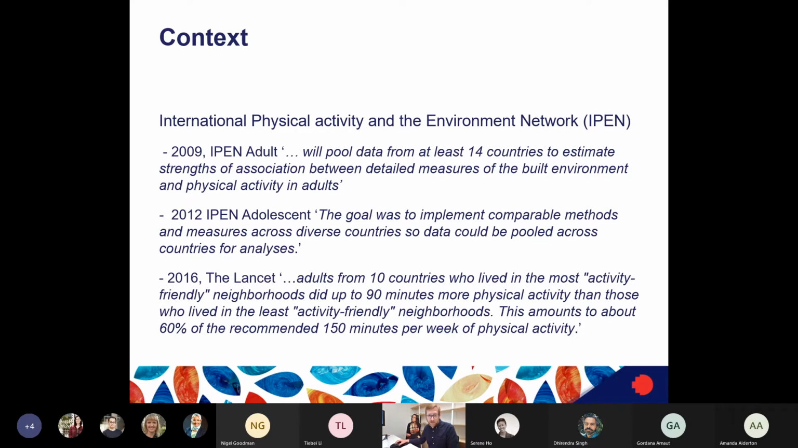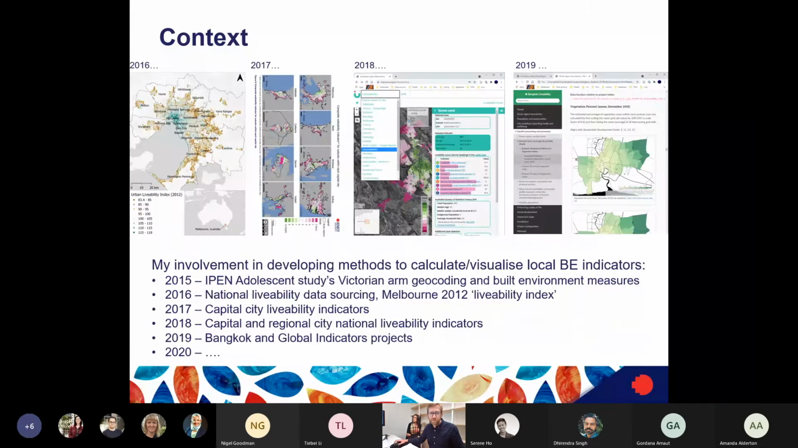And this little snippet here says that adults from 10 countries who lived in the most activity-friendly neighbourhoods did up to 90 minutes more physical activity than those who lived in the least activity-friendly neighbourhoods. And that amounts to about 60% of the recommended 150 minutes per week of physical activity. So that kind of establishes the relevance of this kind of local neighbourhood livability analysis.